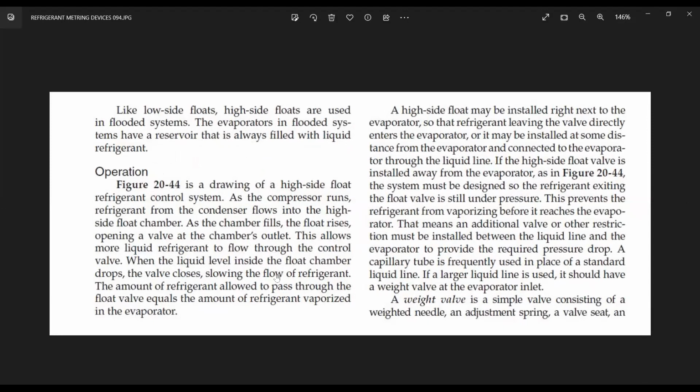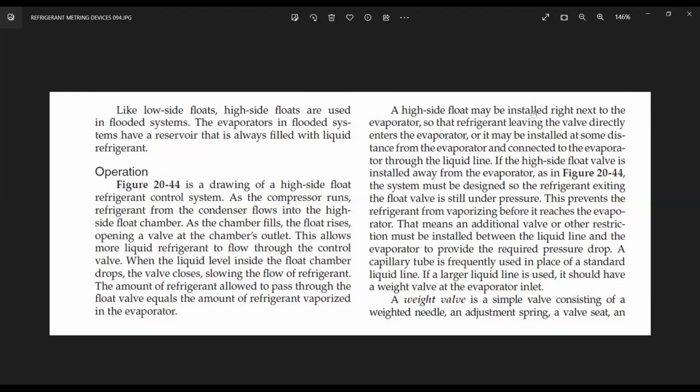When the liquid level inside the float chamber drops, the valve closes. Slowly, the flow of refrigerant is slowed down. The amount of the refrigerant allowed to pass to the float valve equals the amount of refrigerant vaporized in the evaporator. मतलब वो proportional है. तो जितना उसका flow होगा, उतना ही आपका evaporation होगा in the evaporator.